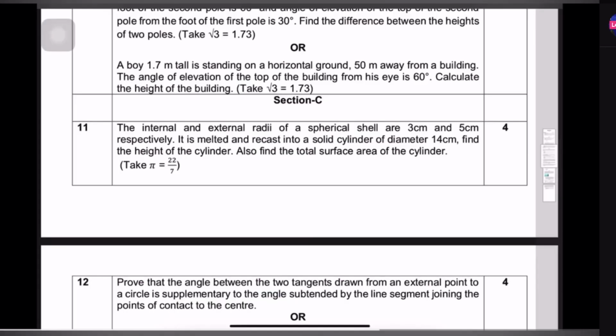Section C, this carries 4 marks. The internal and external radii of a spherical shell are 3 centimeters and 5 centimeters respectively. It is melted and recast into a solid cylinder of diameter 14 centimeters. Find the height of the cylinder. Also find the total surface area of the cylinder.